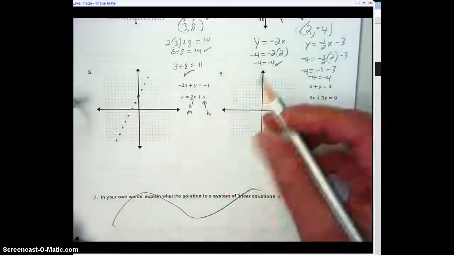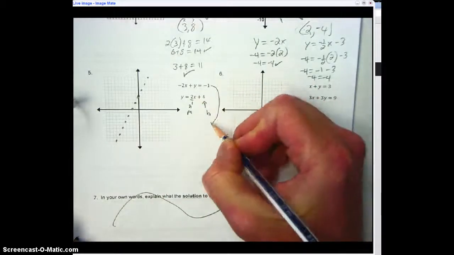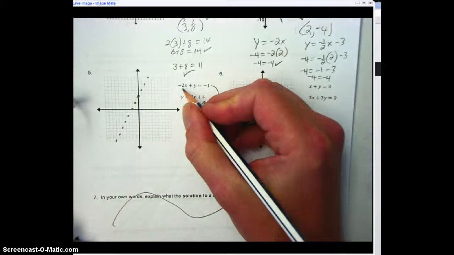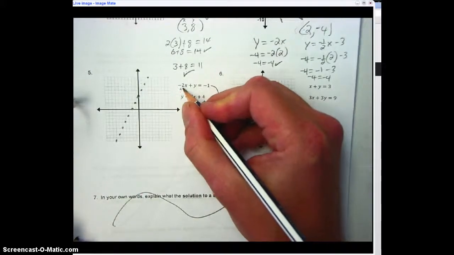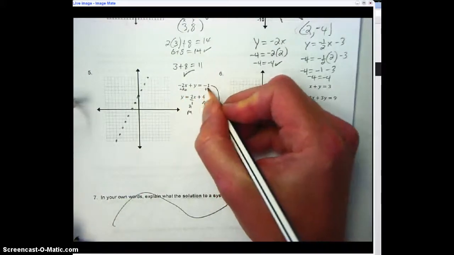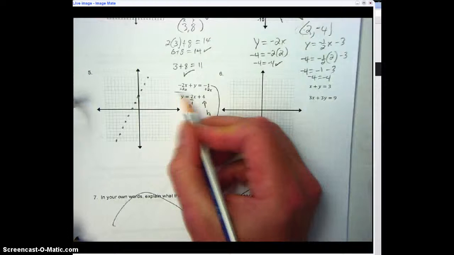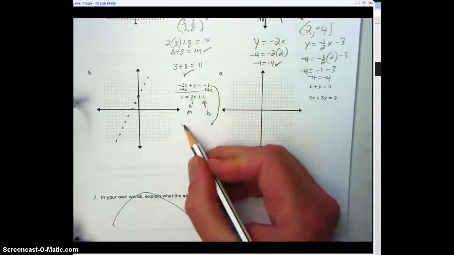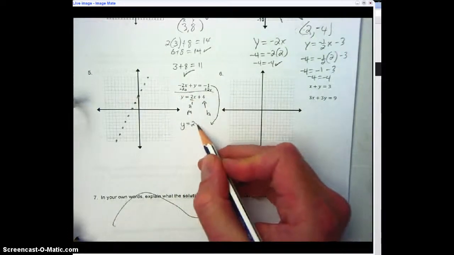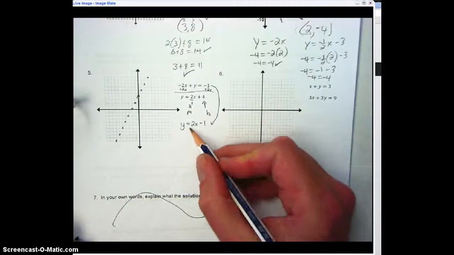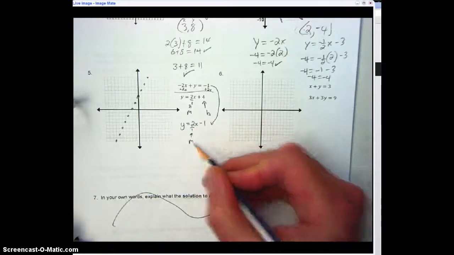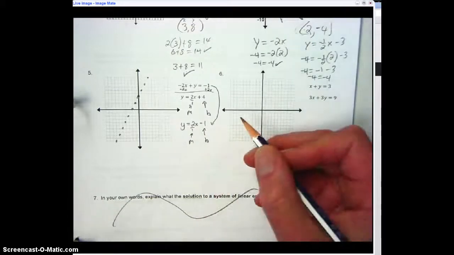like so. Now this other one we need to isolate y. So to get y by itself I've got to get this to cancel, and I can do that by adding 2x to both sides. And when I do that, those cancel and I end up with y equals 2x minus 1. And again, there's your slope, there's your y-intercept.